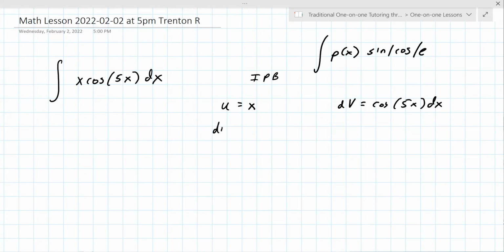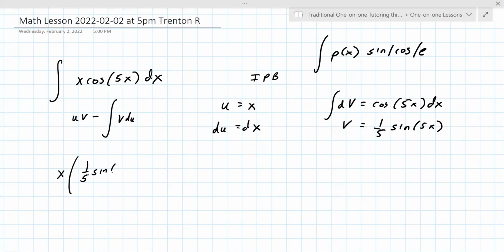Okay, so your du is dx. Your v, because you're integrating, is 1/5 sine 5x. Any questions on that? Not right now. Okay, so we get uv minus the integral of v du. You have to know that. That's where you just start mapping these things you just found. That's your u, that's your v. So it's x times 1/5 sine 5x minus the integral of 1/5 sine 5x dx.